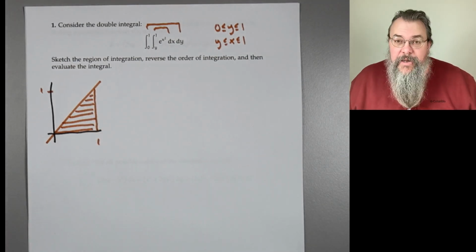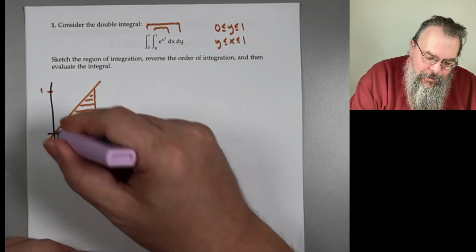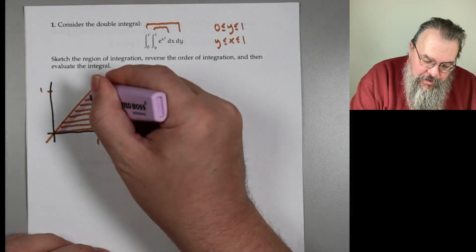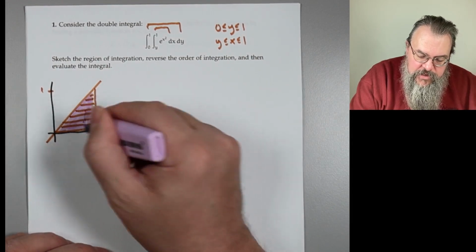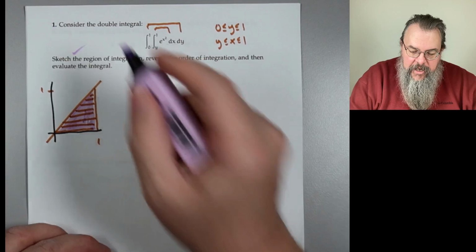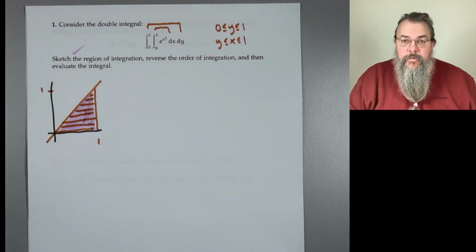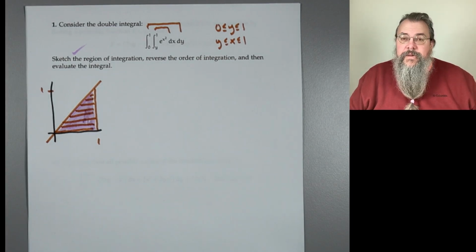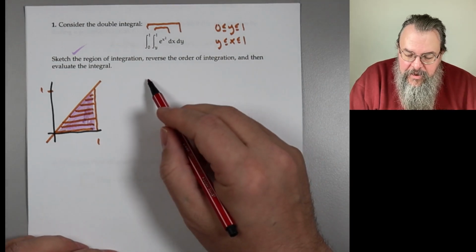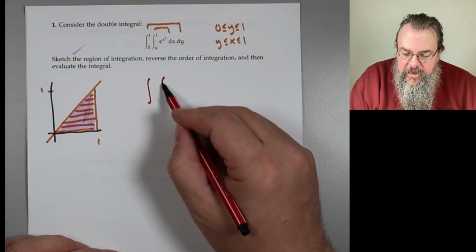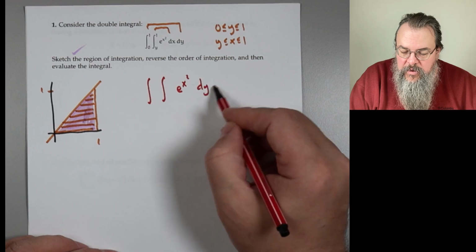And just to be abundantly clear, I, of course, as always, bring highlight markers. Why not? It really helps highlight what's going on. Okay, so we've got our region, so we finished the first part. Now, reverse the order of integration. So we're going to change it. Instead of dx dy, we're going to do dy dx. So we're doing the integral, the function doesn't change, the order changes, dy dx.